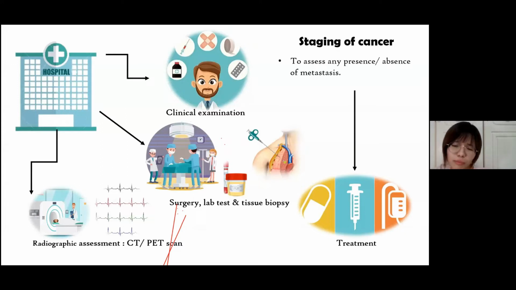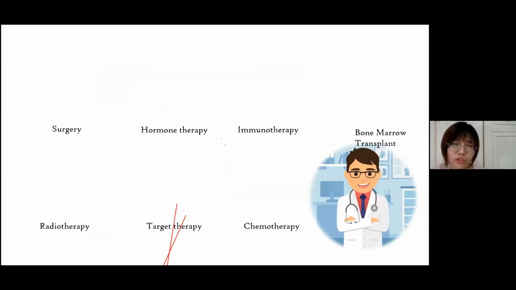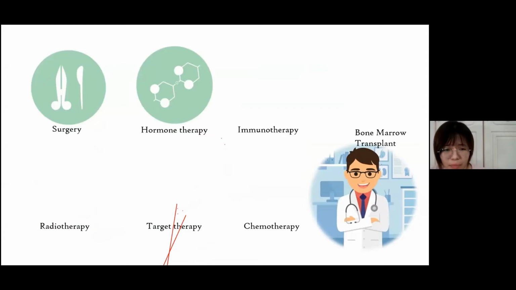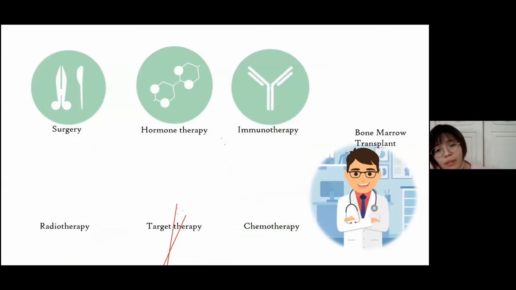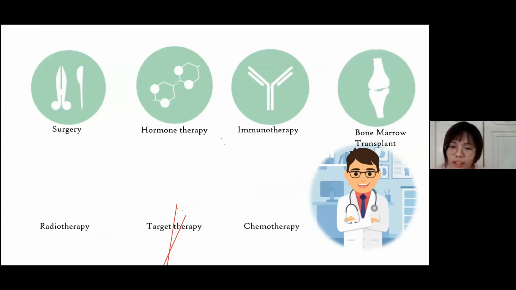So only doctors will decide what treatment they are going to use. A lot of the treatments they use may be surgeries, hormone therapy. Hormone therapy is mostly used for those with breast cancer, uterus cancer, or colon cancer. Immunotherapy is where drugs are infused into your body so that they will boost your immune system to fight the cancer cell. Or bone marrow transplant, normally for leukemia or lymphoma.